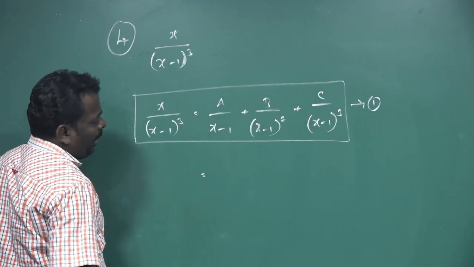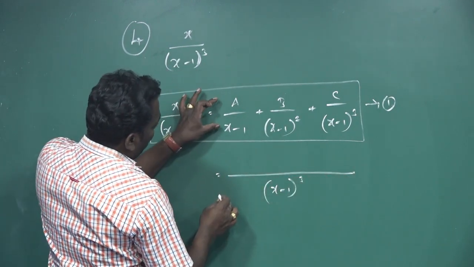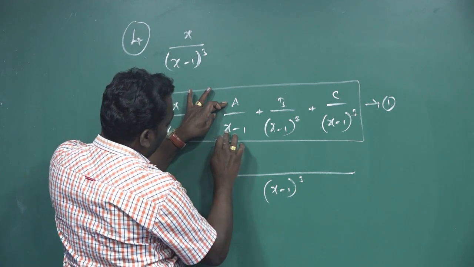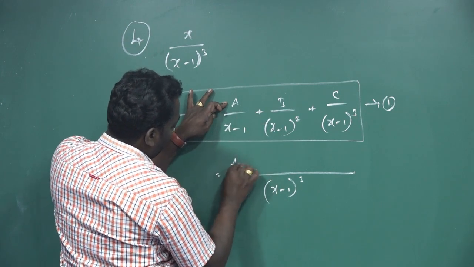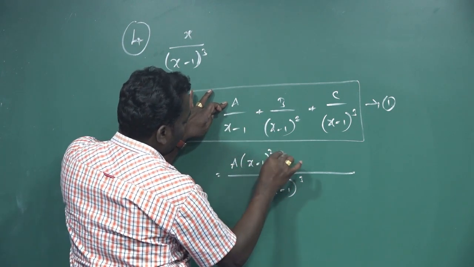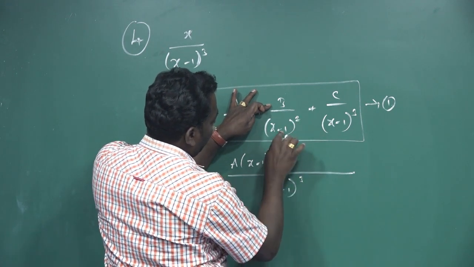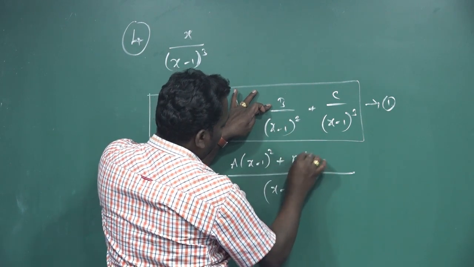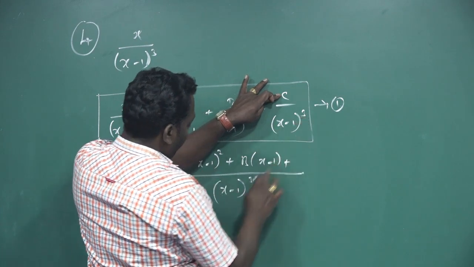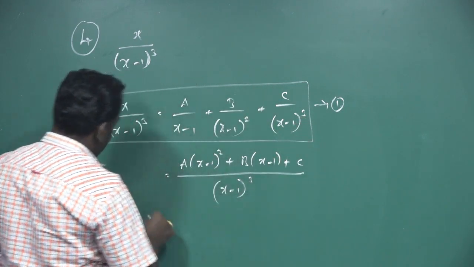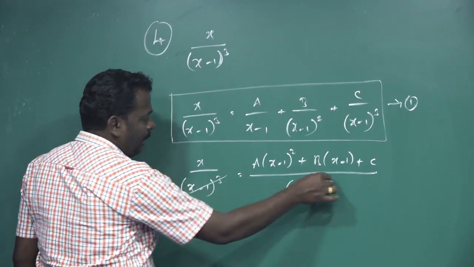Now we want to take common denominator. The common denominator is x minus 1 whole power 3, and we want to multiply with the a. We have only one factor x minus 1, so we multiply a with x minus 1 whole square. Therefore a times x minus 1 whole square plus b, we have one more factor x minus 1, therefore b into x minus 1, plus c by x minus 1 whole power 3, we have denominator, just write c. Now left hand side x by x minus 1 whole power 3, both denominators are same, cancel.